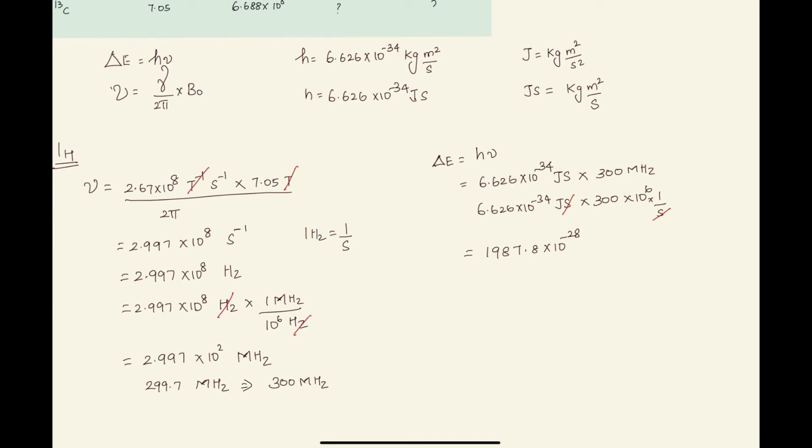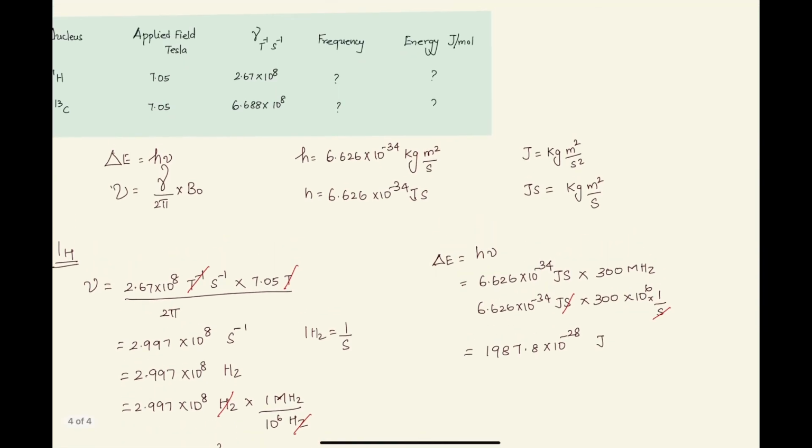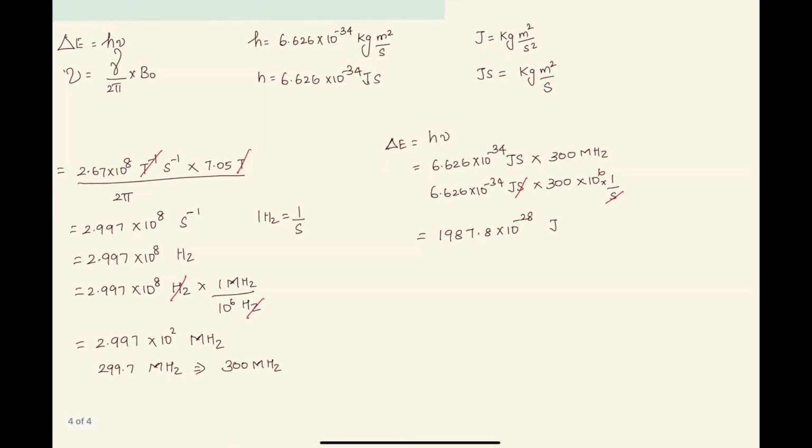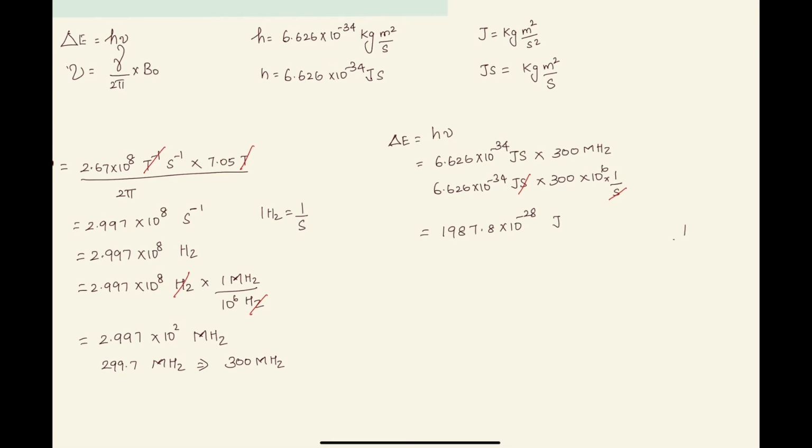Okay, with also taking into consideration the difference between 10 to the power of minus 34 and 10 to the power of 6. So this is in joules. This answer is in joules, but looking at the question, they wanted the answer in joules per mole. For that, we have to divide it by mole. So the joule per mole is going to be calculated by 1 divided by 6.022 times 10 to the power of 23 particles. So this is going to be the Avogadro number.